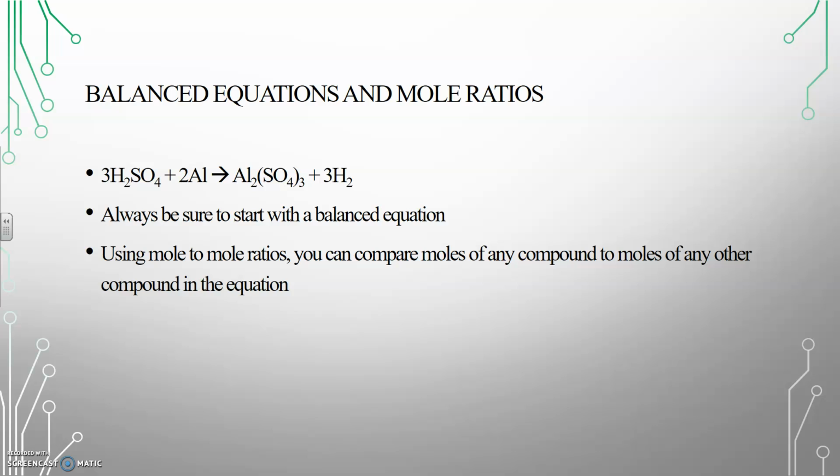And then you can use your mole-to-mole ratios to compare moles of any compound in the equation to moles of any other compound that's also in the equation. So if I were just looking at aluminum to aluminum sulfate, so we have our aluminum here and aluminum sulfate, that is a 2-to-1 ratio. If I were looking at the hydrogen sulfate to aluminum, it's a 3-to-2 ratio. Hydrogen sulfate to hydrogen, 3-to-3, or 1-to-1. You can simplify it that way too.